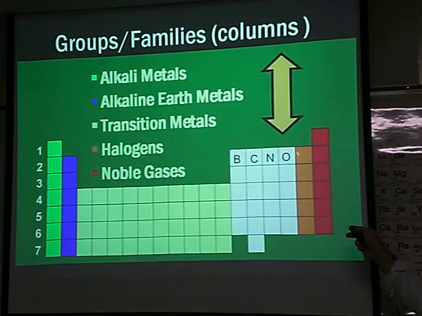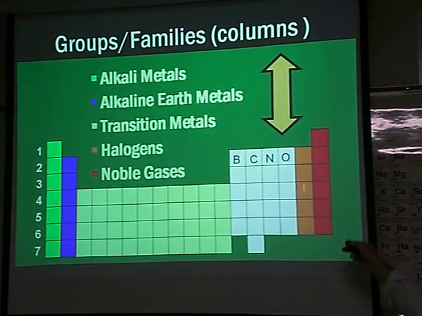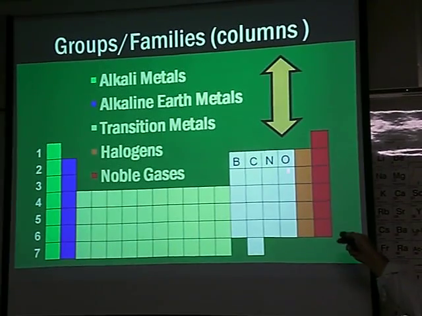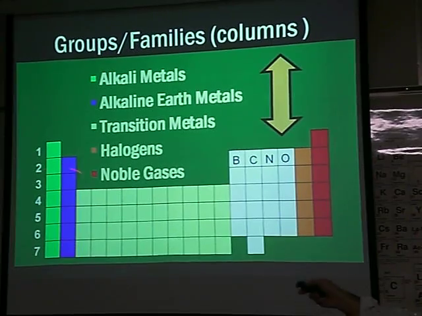but everything else on this side of the periodic table is going to have a tendency to gain electrons. The halogens, for example, are going to want to gain one electron. These are going to want to gain two electrons, and so on. So, cations on this side, anions on this side. All right.